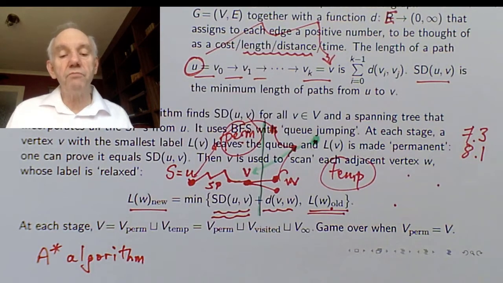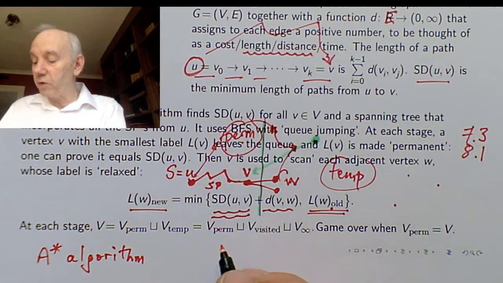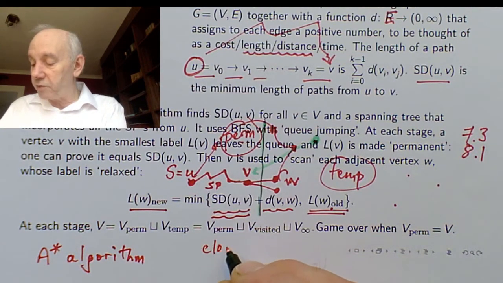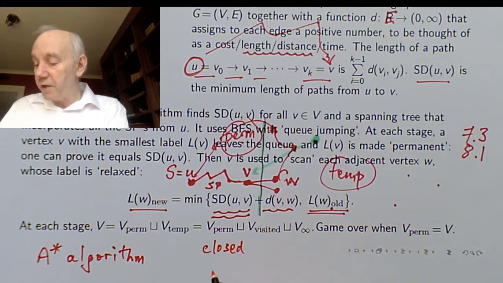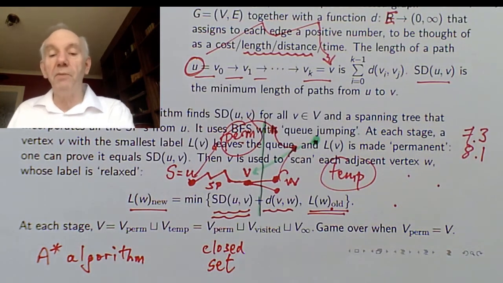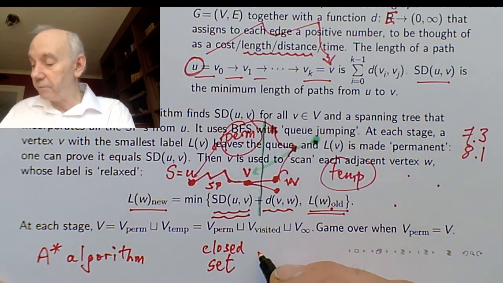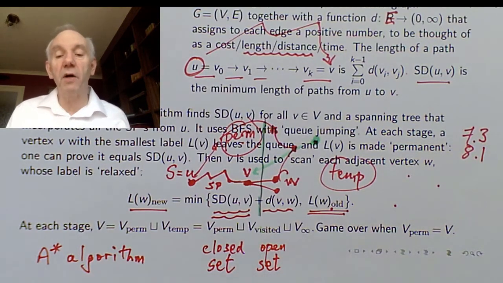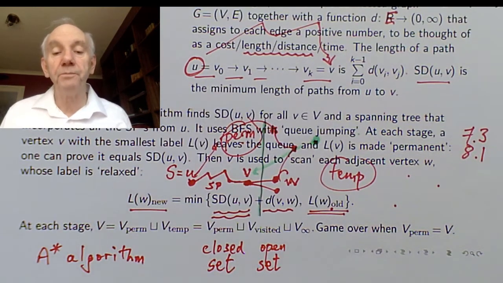So in literature on the A-star algorithm, you may see other terminology. For example, the set of permanent vertices form what's called the closed set, because you've closed the account, so to speak, and the labels, you've correctly found the shortest distances. The labels of the temporary vertices, the ones that have been visited or scanned or seen, the ones with a finite label, form what is called the open set. Right, useful terminology to help understand how the algorithm's working.